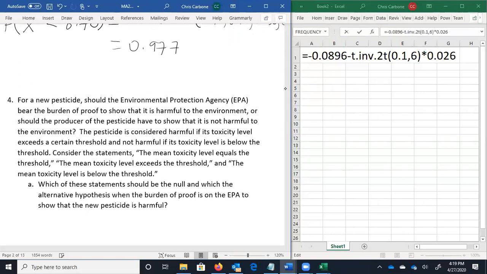Question number 4, and this one starts using these hypothesis tests that we just were talking about before. For a new pesticide, should the Environmental Protection Agency, EPA, bear the burden of proof to show that it is harmful to the environment, or should the producer of the pesticide have to show that it is not harmful to the environment? The pesticide is considered harmful if its toxicity level exceeds a certain threshold, and not harmful if its toxicity level is below the threshold. Consider the statements: the mean toxicity level equals the threshold, the mean toxicity level exceeds the threshold, and the mean toxicity level is below the threshold. Which of these statements should be the null, and which the alternative hypothesis, when the burden of proof is on the EPA to show that the new pesticide is harmful?